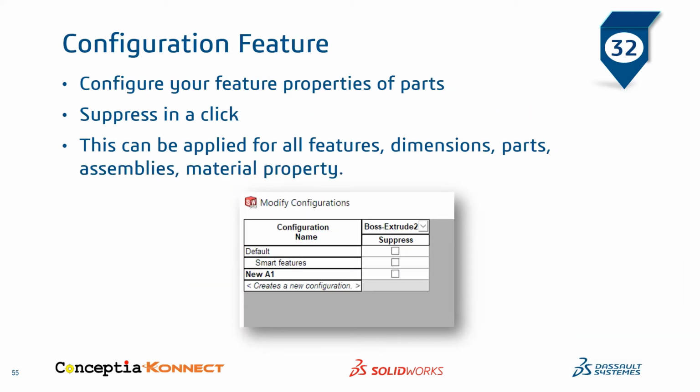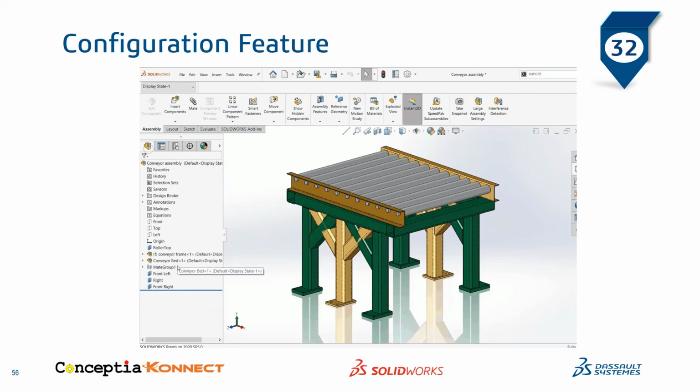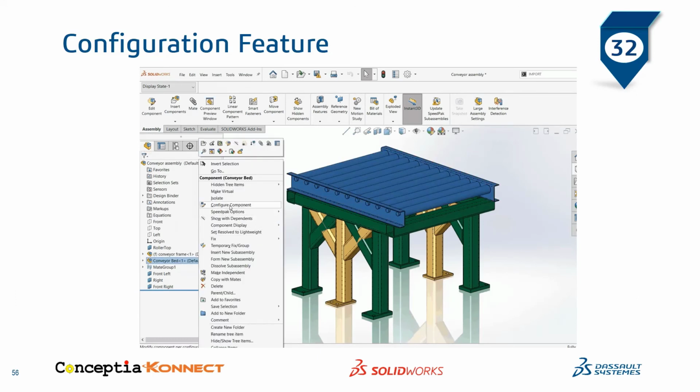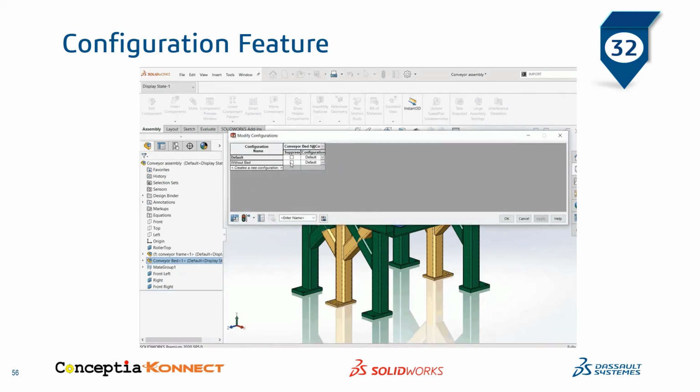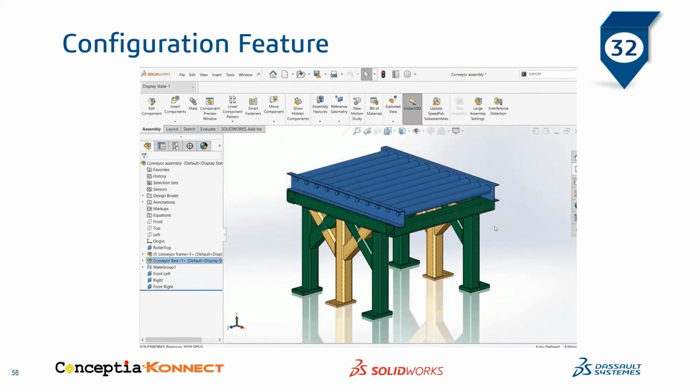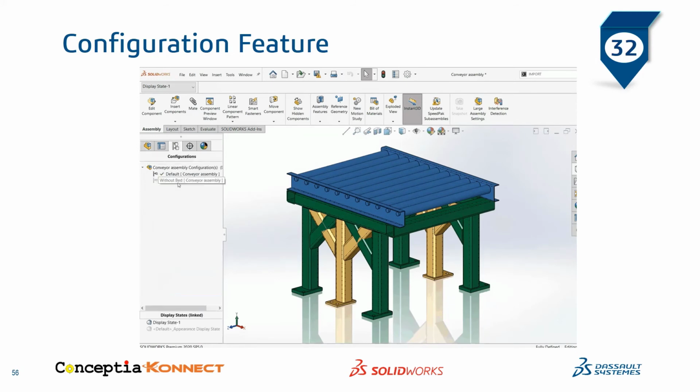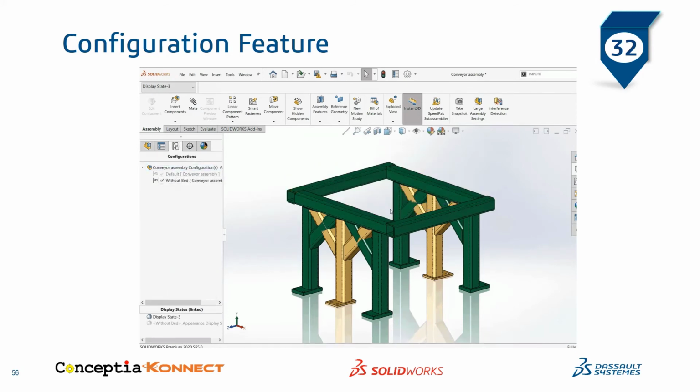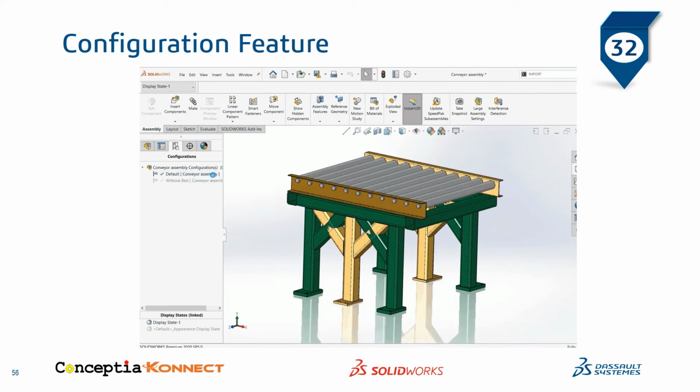Number 32. Configuration feature. Configure your feature properties of parts and suppress them in a click. This can be applied for all features, dimensions, parts, assemblies, and also material property. So we are using two configurations, with and without the bed. Select without the bed, suppress the feature conveyor bed. Now go to configurations, select the without bed configuration, so it is available without the bed.